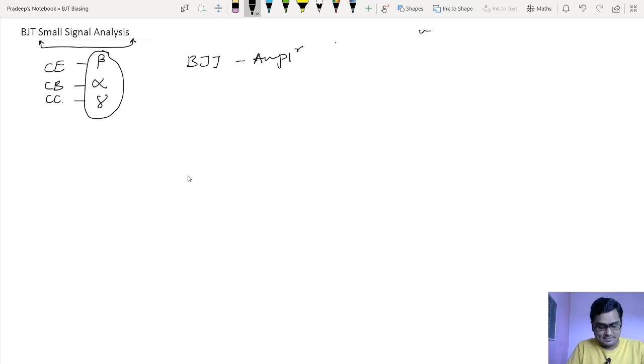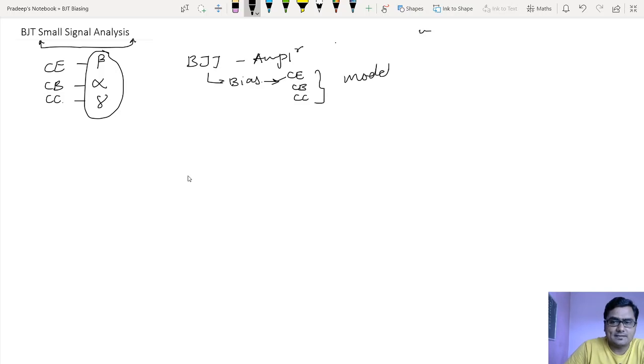If I'm using the BJT in an amplifier, the first thing I need to do is bias the BJT, and then configure it in one of the configurations, maybe common emitter, common base, or common collector. If you bias the BJT and configure it common emitter, then it will be a BJT common emitter amplifier, or a BJT common base amplifier, or a common collector amplifier. Now if I want to analyze those amplifiers, then I have to model them. I have to model them compulsorily, then only analysis is possible.